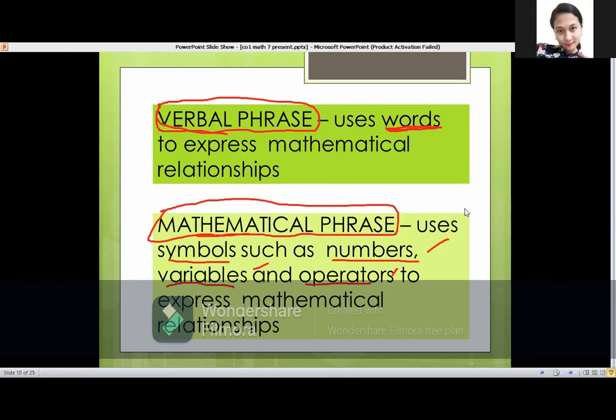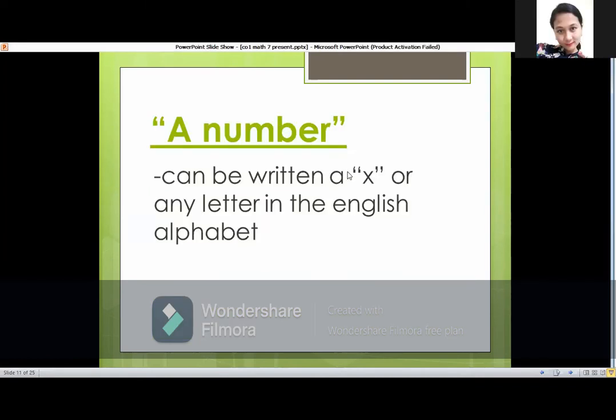So, when we say verbal phrase and mathematical phrase, one important thing to also remember, X. Or any letter in the English alphabet. So, pwede kang gumamit ng any letter. Pero ngayon, ang gagamitin muna natin ay X. So, always remember that. When you hear the words a number, isipin mo agad, that's X.